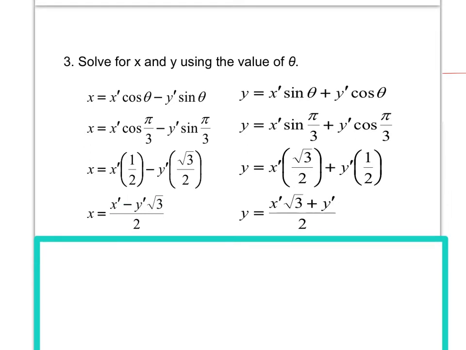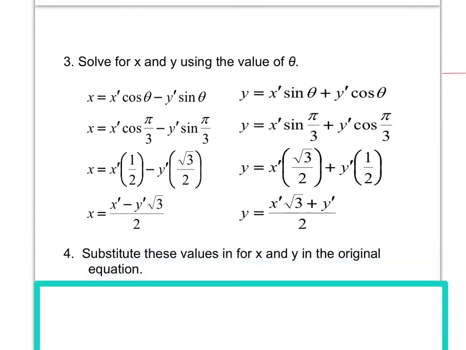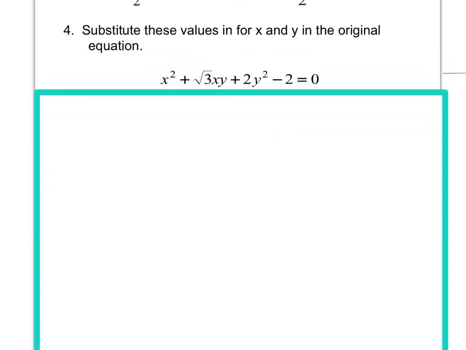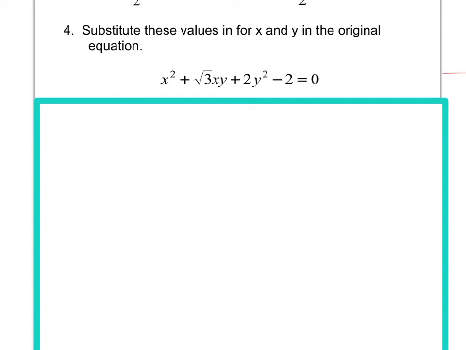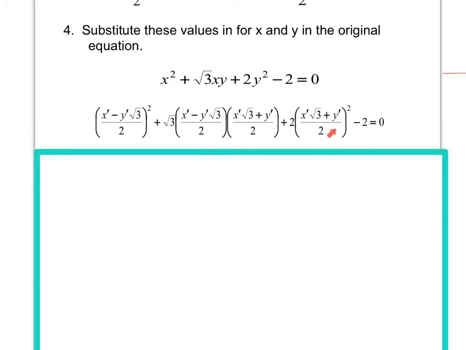Now I'm going to take those, and my next step is to substitute those values in for x and y in our very original equation. So I'm going to slide this up. Here's my original equation. Now this is going to get a little messy looking because for every x and every y, I've got to make a substitution. This is what x equals. This is what y equals.